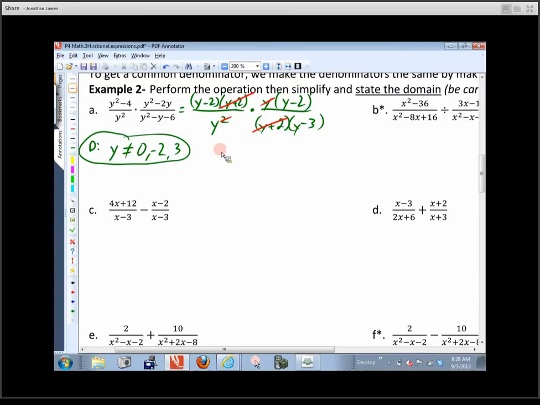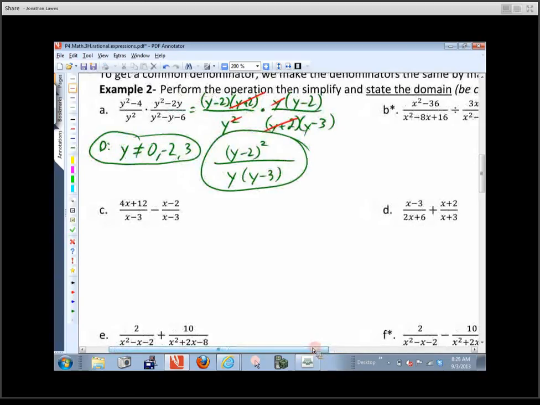What's left on the top is a y minus 2 and another y minus 2. What's the easiest way to write that? Quantity squared. And on the bottom, what's left of this one right here, the y squared? It's now just a y, and then I've got a y minus 3. Okay? So there's the simplified expression. I've multiplied those together. I got this right here. In between, I figured out what was not okay to plug in.